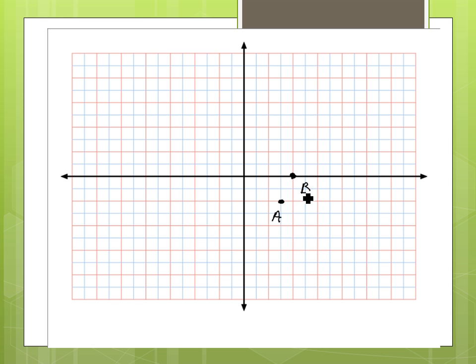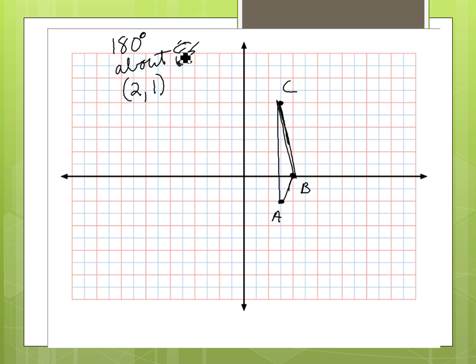We'll call that point B. And 3, 1, 2, 3, 4, 5, 6. 2, 4, 6. We'll call that point C. So our original shape looks something like that. And we want to rotate this one 180 degrees about the point 2, 1. 2, 1 is right there. We'll call that point P. We're rotating it about that point.